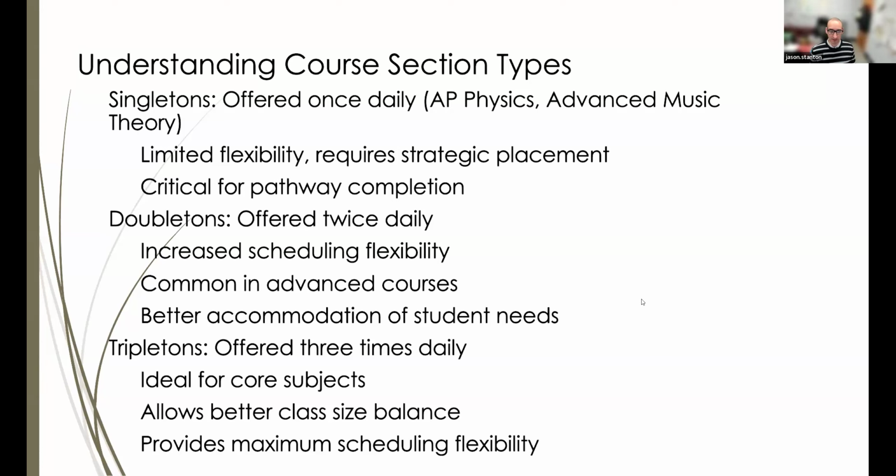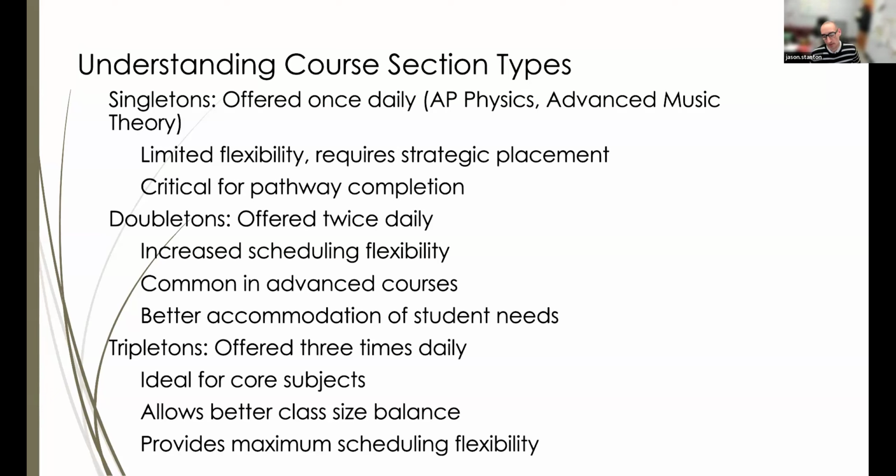So if you have 2 of something, they're offered twice. A little bit more flexibility, very common again in advanced courses, and you can get a little bit of a better accommodation in student needs. This is more important if you have doubleton science classes, because they usually have labs attached to it, and you can block out 3 periods if they're not placed a certain way.